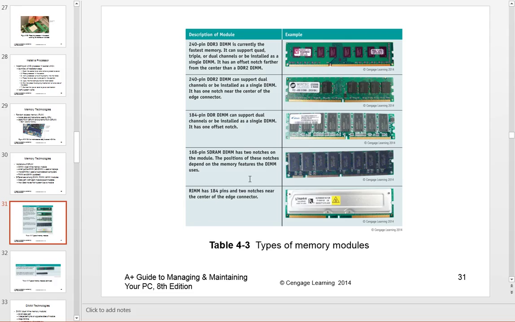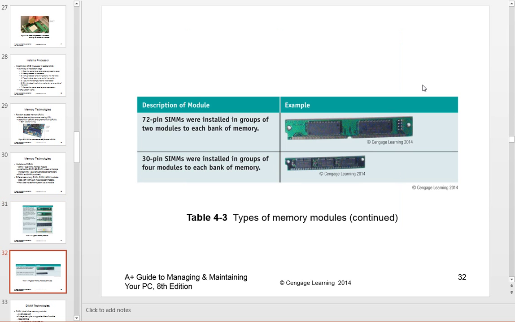So you can kind of see, if you've had older computers and this is something that you've dealt with before, these might look familiar. But this top one up here is the one that we're mainly going to be, that you'll probably be dealing with. Maybe some DDR2 if you work at a place that has some older components. And again, stepping back even further, 72 pin and 30 pin SIMMs.